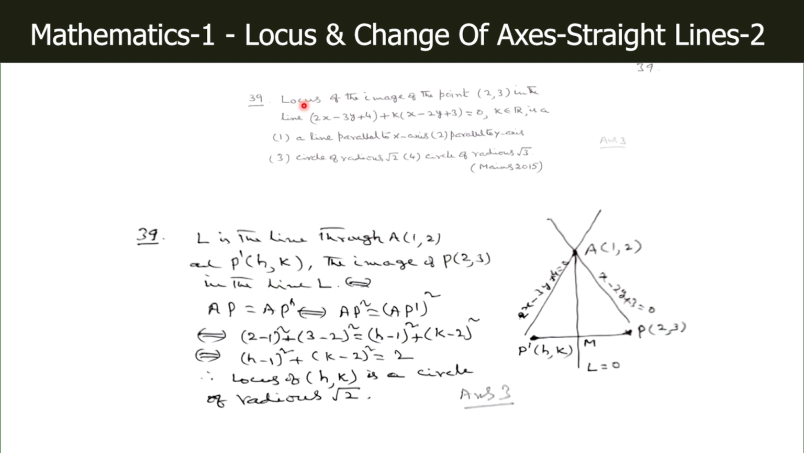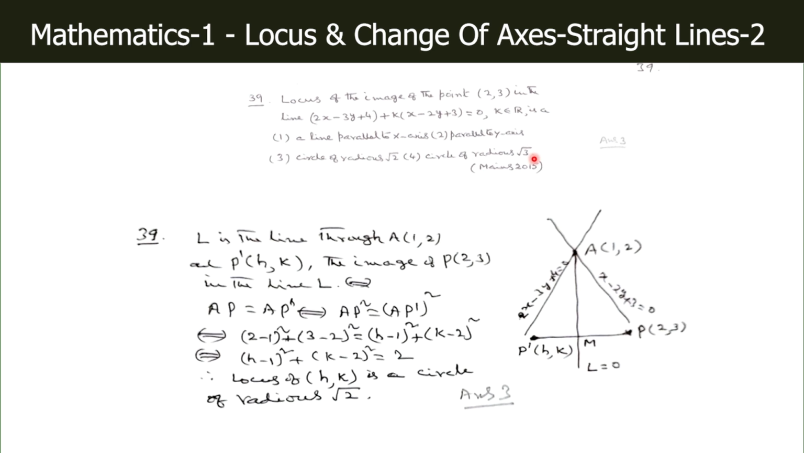The locus of the image of the point (2, 3) in the line 2x minus 3y plus 4 plus k into (x minus 2y plus 3) equal to 0, where k is any real number, is: option 1, a line parallel to the x-axis; option 2, a line parallel to the y-axis; option 3, a circle of radius 2; and option 4, a circle of radius 3. This is Mains 2015.